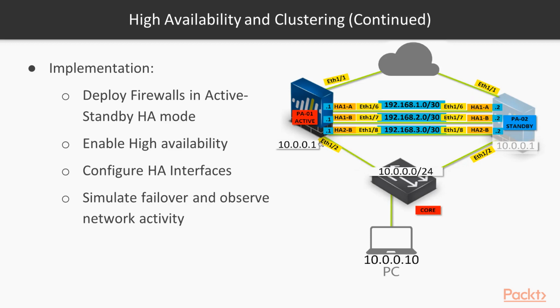Same here, I have 1/2 facing my inside, and the same way on the standby unit. I have a test PC down below, and with this PC we're going to be pinging constantly to the outside. Once we're done with the cluster, we're going to bring down the active primary unit so you can see how traffic will fail over to the standby, and we should be able to see the standby becoming the active.